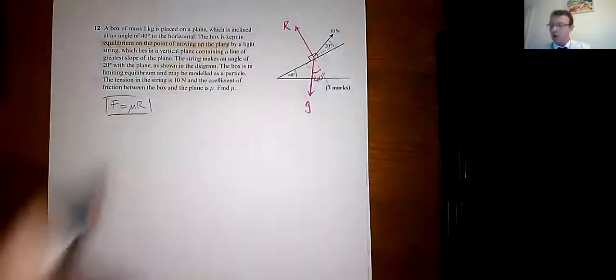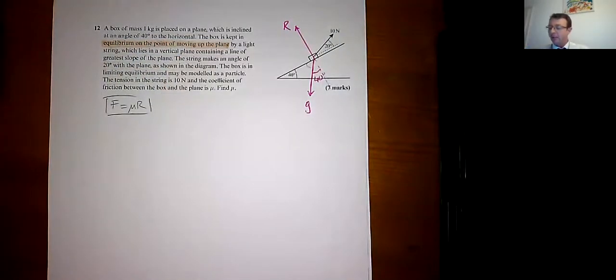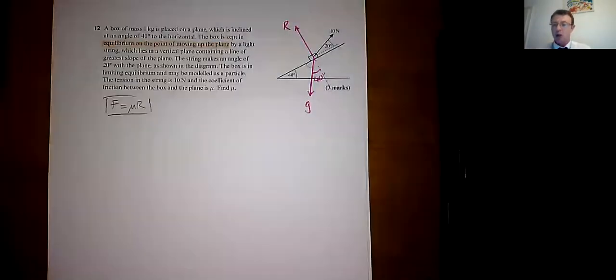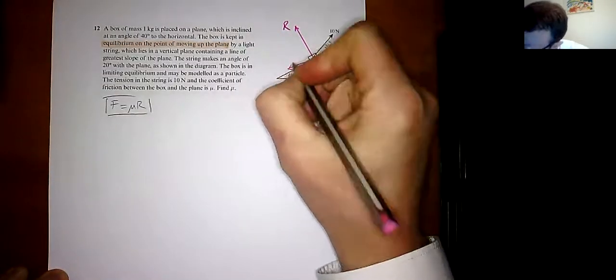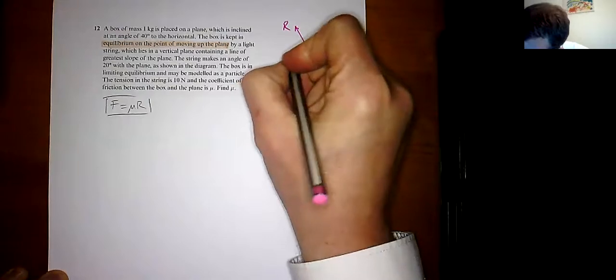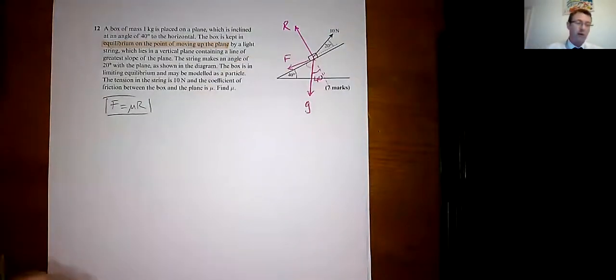There we go. So what does that mean? That means the friction is opposing the motion. So therefore, the friction is acting down the plane. So the friction is acting that way. And that is all the forces we've got on the box. Okay, on the particle.